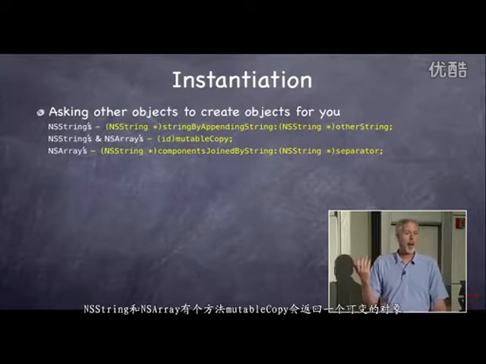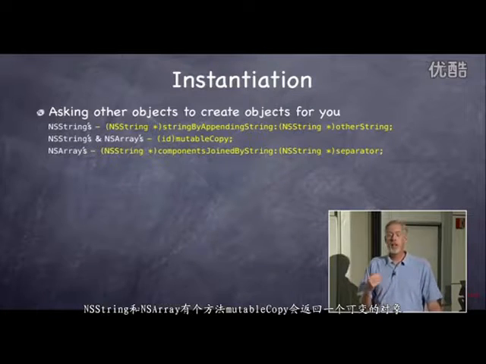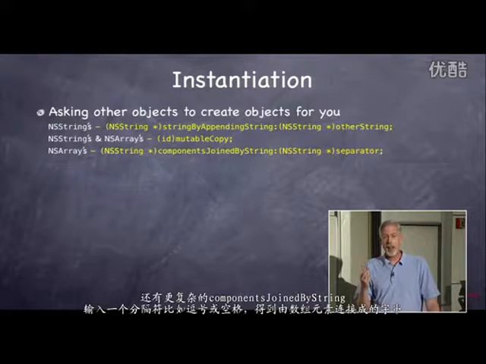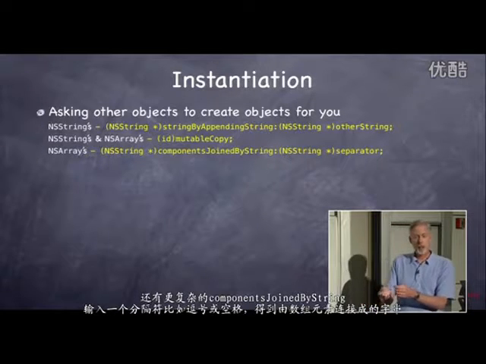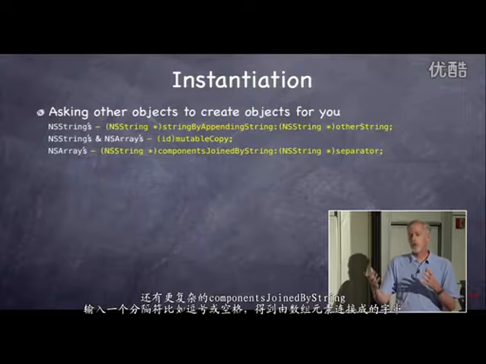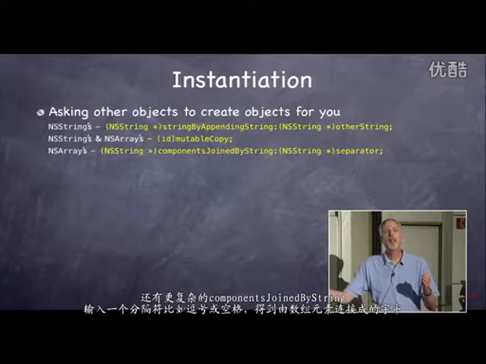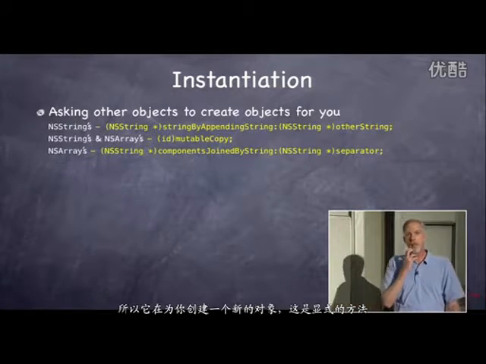So we asked a string to create a new string for us. A number of objects in iOS have a method called mutableCopy, right? We know that NSString is immutable, but it is possible to send it the message mutableCopy. It'll create a new string that's mutable, a different class, NSMutableString. Okay, same thing with arrays. And there's even complicated ones like NSArray has a method called componentsJoinedByString. And you pass a string like a comma or a space, and it will return a string with all the array's elements, the description of them, concatenated together. Okay, so it's creating an object for you from the contents of the array.